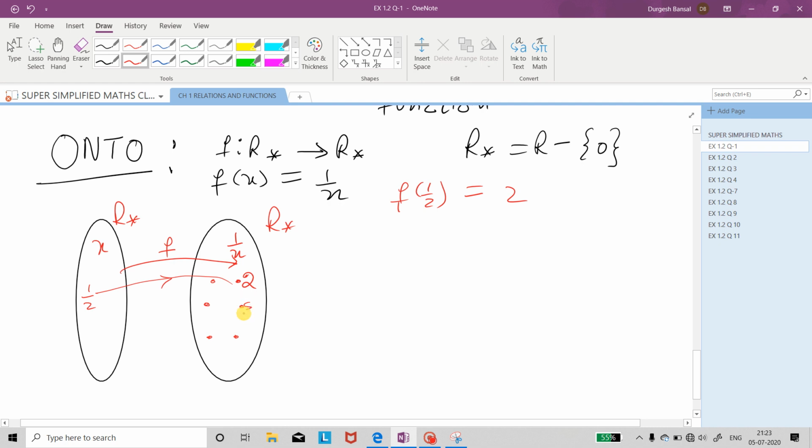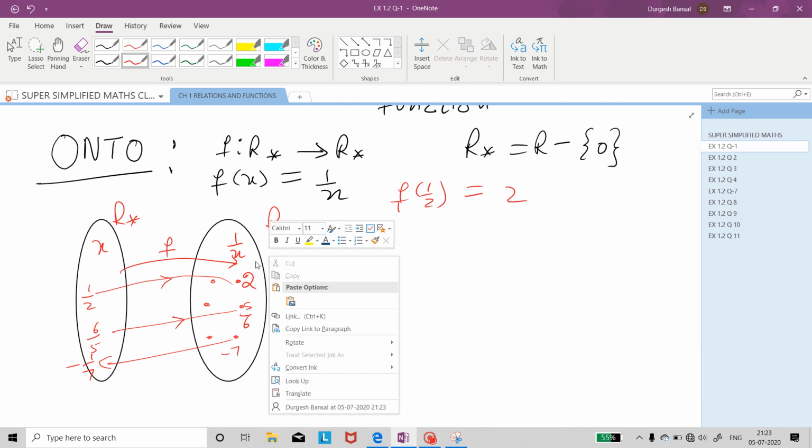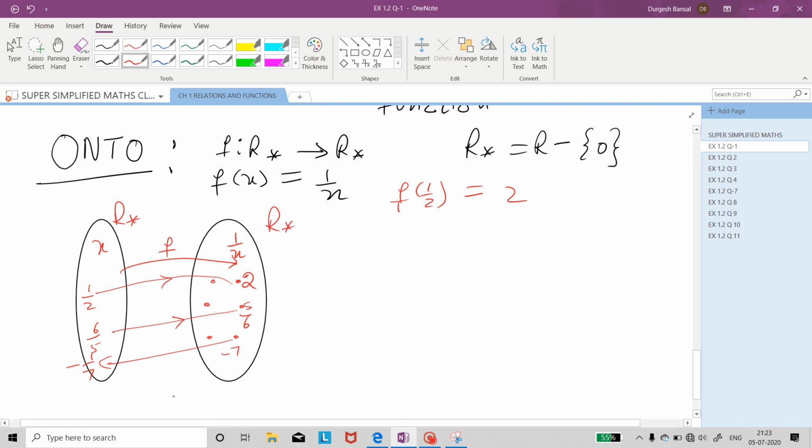If you take here, say 5 by 6, now you tell me, is 5 by 6 going to have any pre-image? Yes, its pre-image is going to be 6 by 5. If I have minus 7, its pre-image is going to be minus 1 by 7, because these are also all non-zero reals. So I could check that any random real will have its pre-image, because there is no number in R star whose reciprocal is not in R star. Or in other words, if you find the range of this function, that will cover the whole R star.